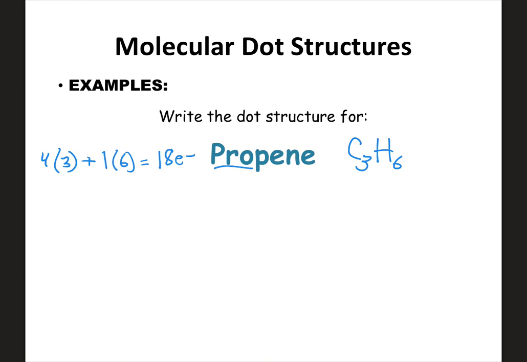Okay, so if you follow your steps now, it says you put any carbons or nitrogens in the center. Well, I do have carbons. I have 3 carbons here. So essentially, the 3 carbons are going to act like your quote unquote center.